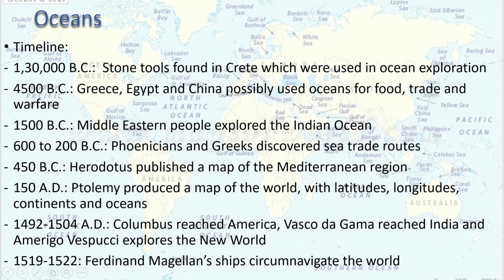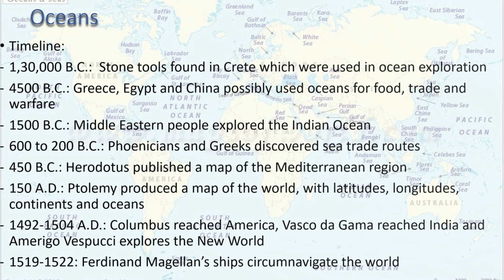150 years after Christ, Ptolemy produced a very interesting and extraordinary map. It was a map of the world. It had latitudes, longitudes, continents, and oceans. And around the end of the 15th and the early 16th century, Columbus reached America, Vasco da Gama reached India, Amerigo Vespucci explored the New World, and Ferdinand Magellan took his ships and traveled all around the world. And seeing that people could travel around the world, everyone started traveling.